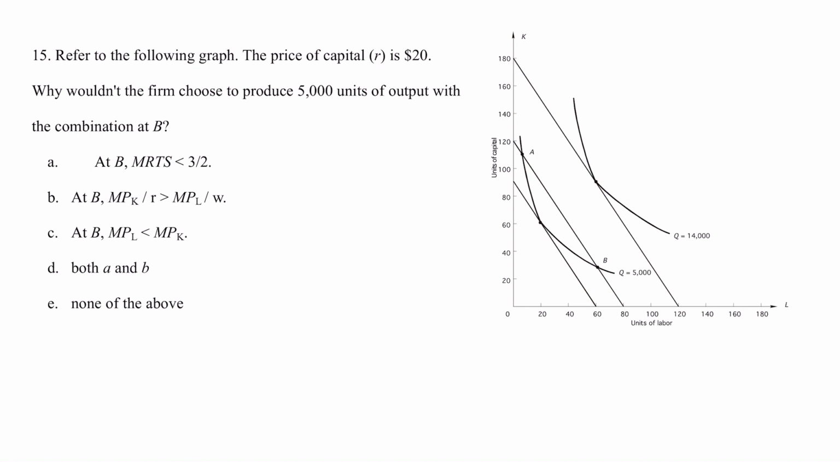15 says refer to the following graph. The price of capital R is 20. Why wouldn't the firm choose to produce 5,000 units with point B, just down here? Again, this time we know we should be producing at point C, because at the tangent point you're minimizing costs.